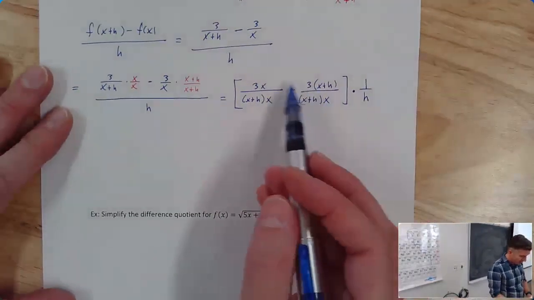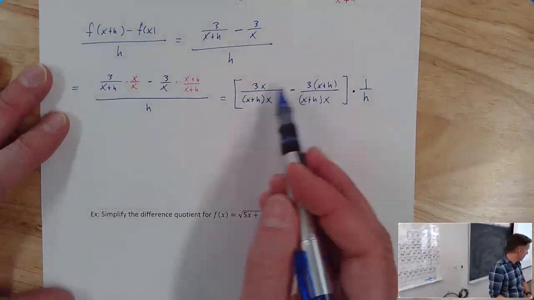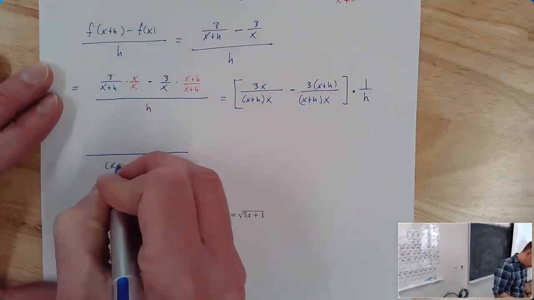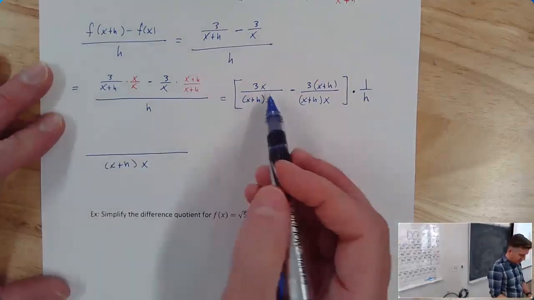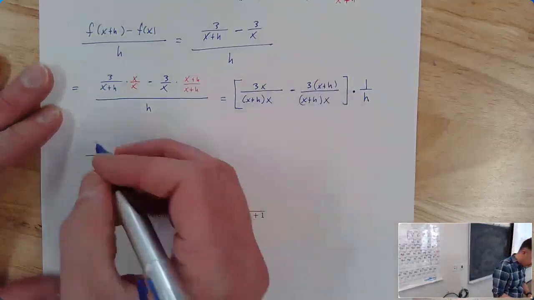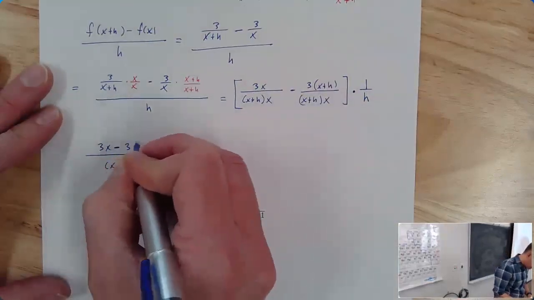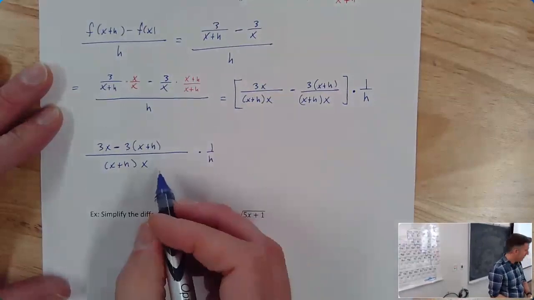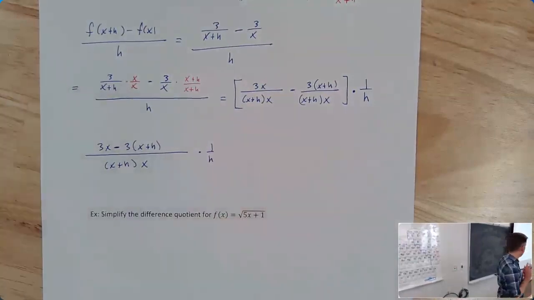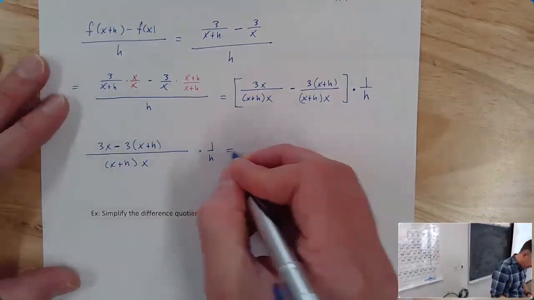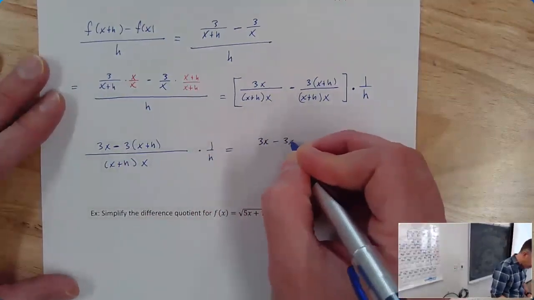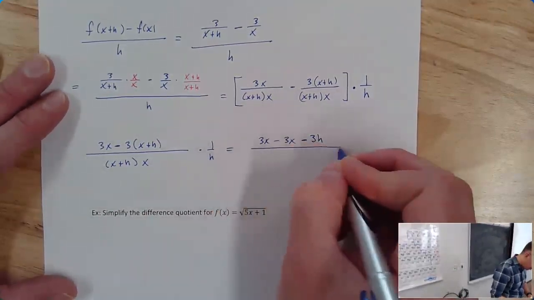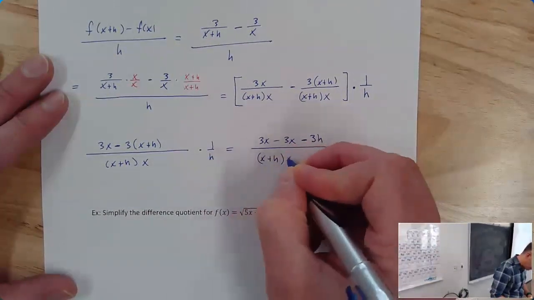So now the whole reason for getting a common denominator was so I could combine these two fractions together. And I'm going to rewrite this part as one fraction. The denominator is going to be x plus h times x. And on top, I'm going to have 3x minus all of this. So it's really 3x minus 3 times x plus h, times 1 over h. I could probably put that h in the denominator now because when you multiply fractions, you use top times top, bottom times bottom. So I'm going to rewrite this as 3x minus 3x minus 3h. I distribute the minus sign. All divided by x plus h times x times h.